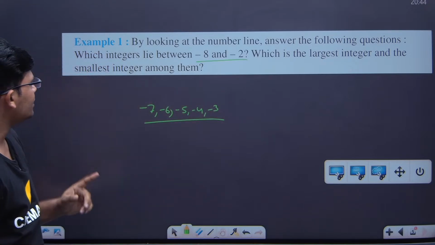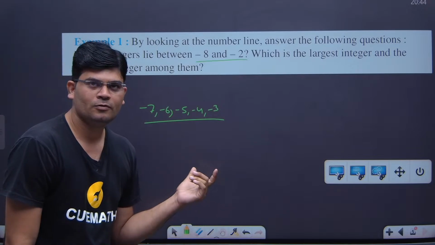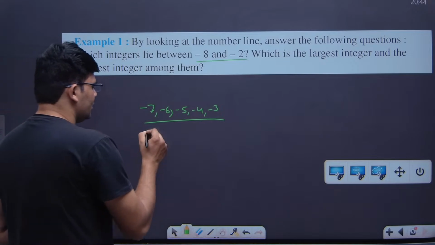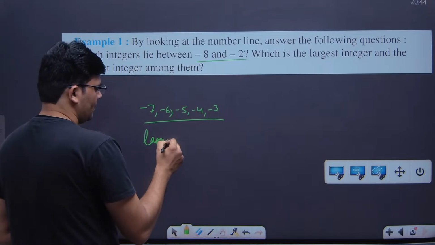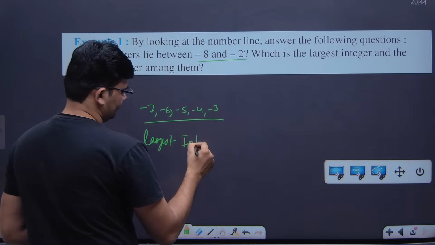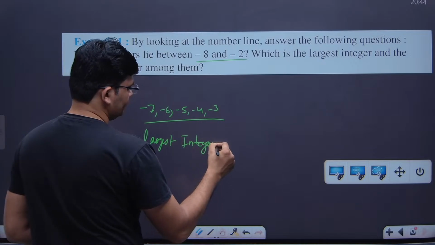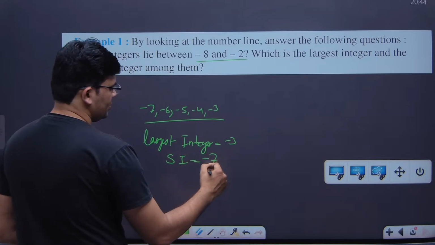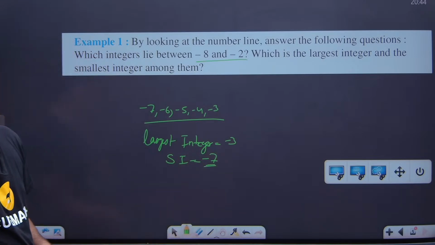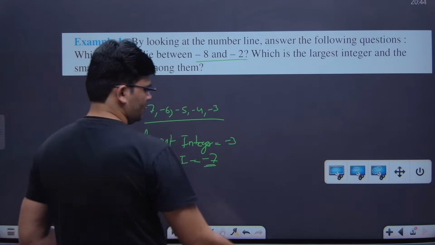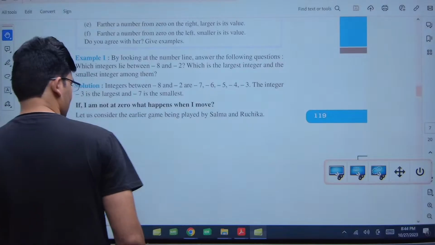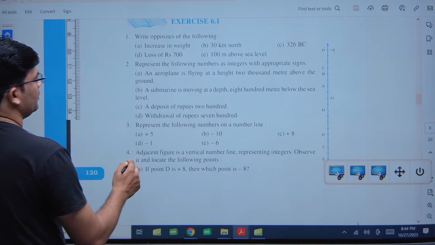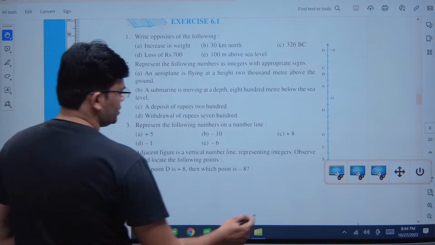Which is the largest integer and the smallest integer among them? What is the largest integer? -3. So you will write largest integer is equal to -3. And the smallest integer you will write as -7. All right. So these questions we can do very easily.